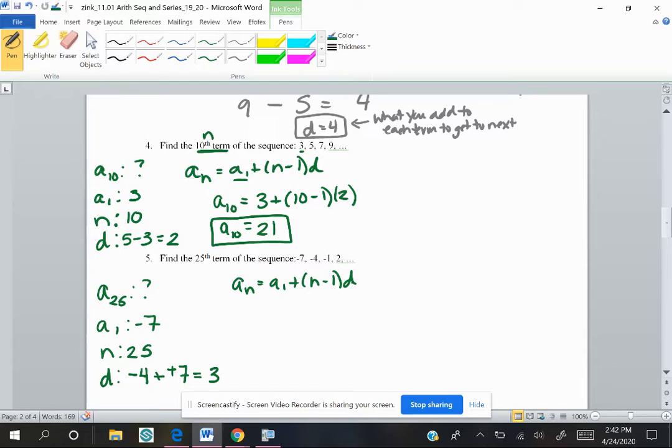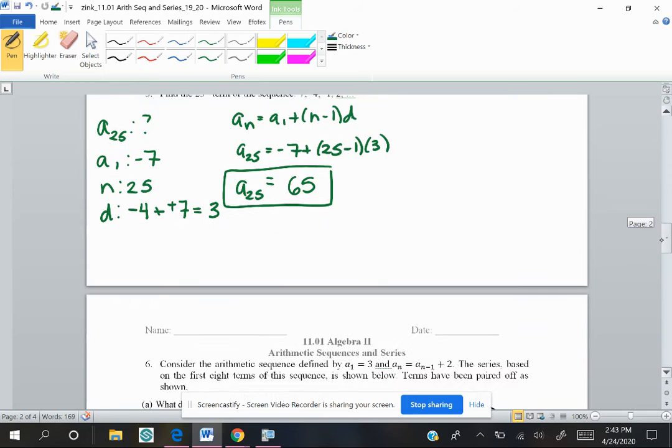So let's double check that makes sense. -7 plus 3 is -4. -4 plus 3 is -1. -1 plus 3 is 2. So that seems to work. Now let's substitute in. So a sub 25 equals -7 plus 25 minus 1 times 3. Again, you can type it in your calculator or just do it using order of operations, and we should get 65 for our 25th term. And that's it.